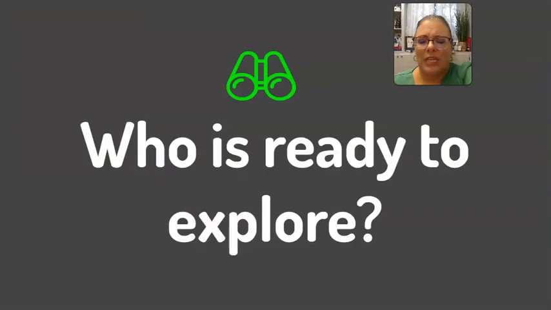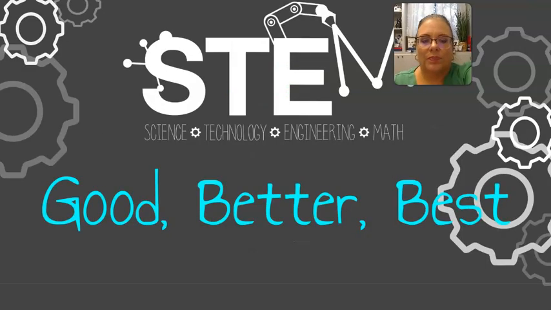So with STEM, sometimes I like to think of a good, better, best scenario, because we can't go and grab every single thing there is that we would like to have in our classroom. But we can usually find at least a good solution for integrating, for example, STEM, and then we can work our way up. So here is a good, better, best with circuits. Y'all ready?